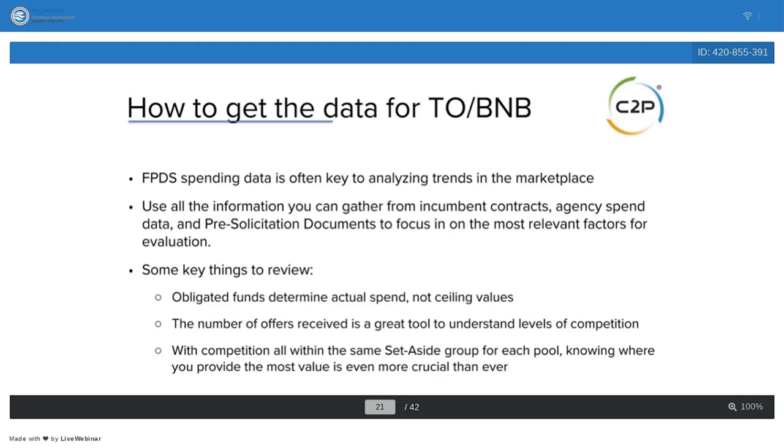And with competition all within the same set-aside group for each pool, knowing where you provide the most value is even more crucial than ever. If it's being released to your pool, everybody's got your set-aside, other than possibly in the small business pool, but you're probably going to be competing against similar competition. So you really want to make sure you're looking at the contracts where you have the highest possible chances of winning, and where you know what your competition is and who might be a possible teammate that will help you get that win as well.